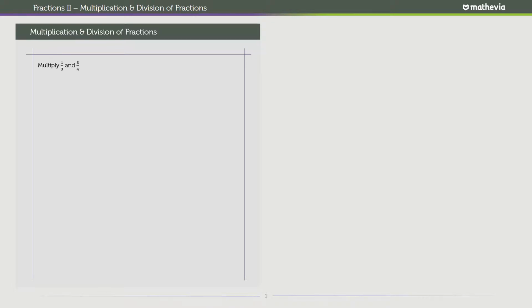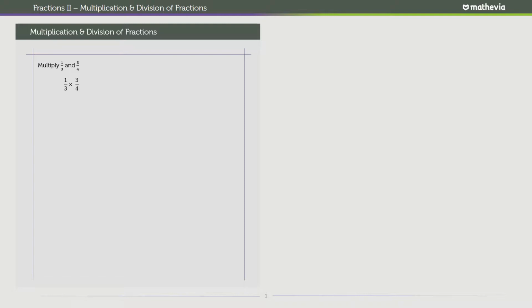So we have this question here, okay, and we've been asked to multiply these two fractions. So we have 1/3 and 3/4, and we're looking to multiply 1/3 and 3/4. Now, to multiply these two fractions is actually really easy. 1/3 times 3/4, we just multiply the numbers, okay? We multiply the two numerators, we multiply the two denominators, it gives us our answer straight away.